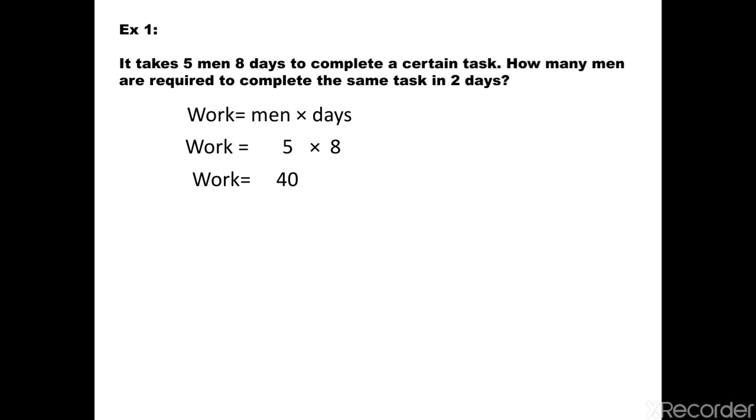Here they say this is not the answer. Still this is not the answer because we have to find out how many men are required to complete the same task in 2 days. So I will use the same equation here. Work equals men into days. Here work is 40, which we have found. Now we do not know how many men are there to complete the same task, but we know the number of days, that is 2.